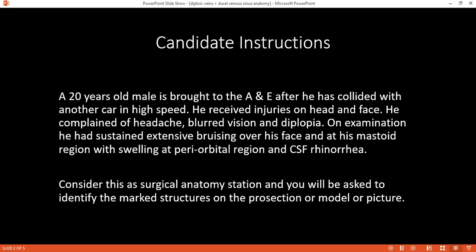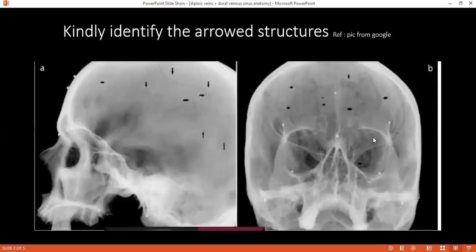Right, so if you have read and understood, considering its surgical anatomy station, kindly tell me if you can identify these. What are these arrows? What does it represent? Okay, which side should I start? In picture A, yes, please.